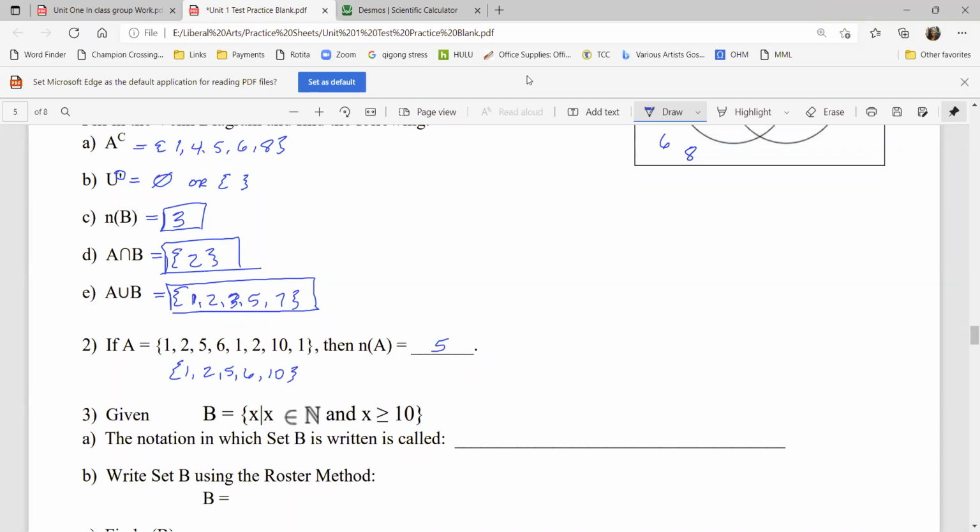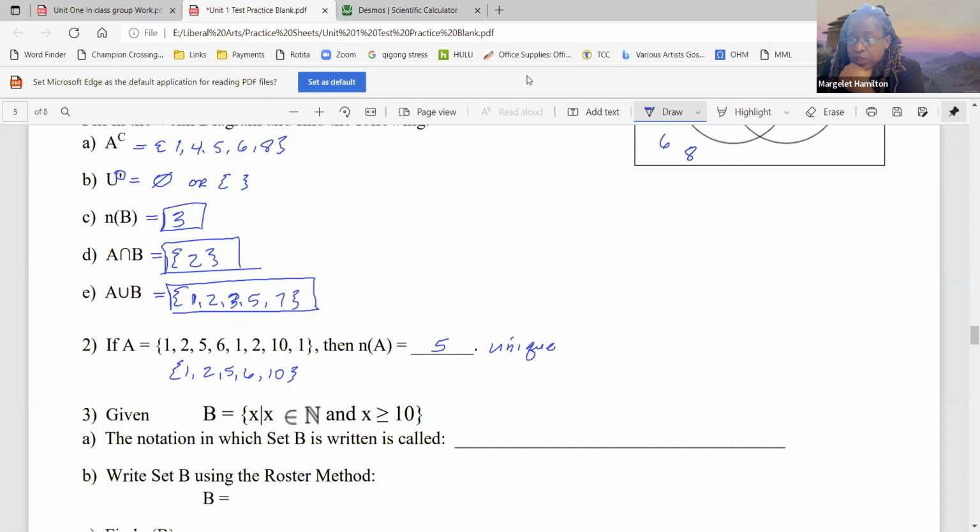Dr. Hamilton, so basically you're counting how many of each element you have. That's the key word: unique. It only counts one time. Oh, okay, that makes sense. I was wondering, it kind of threw me off a little bit because it had two 1s and two 2s, but we're only counting it one time.